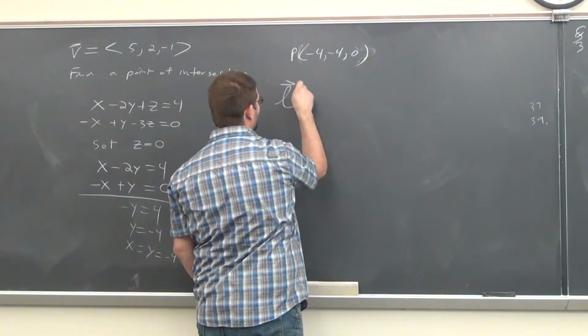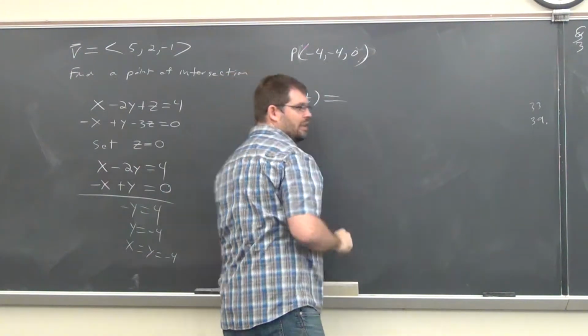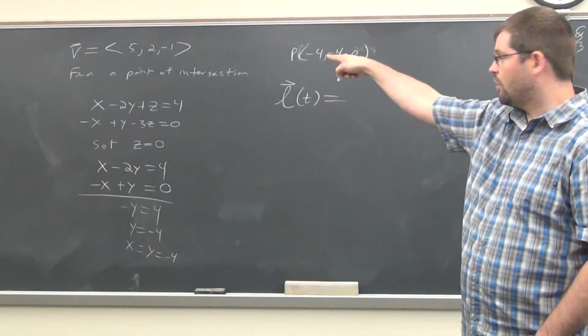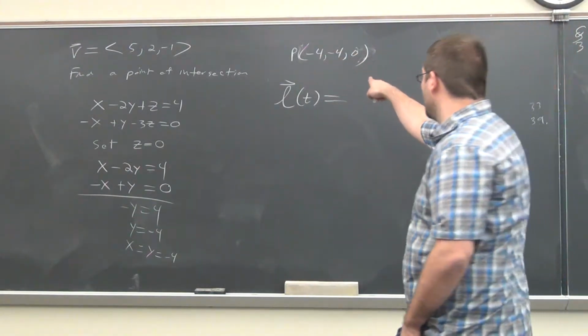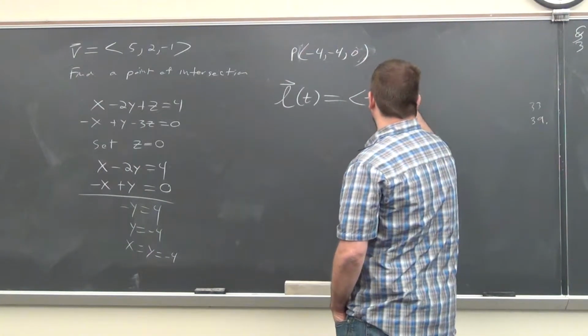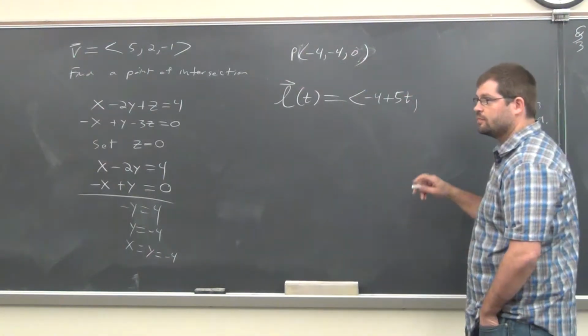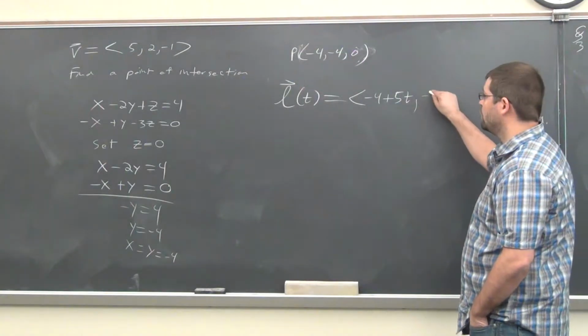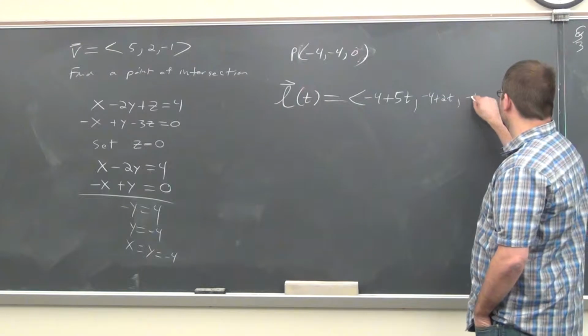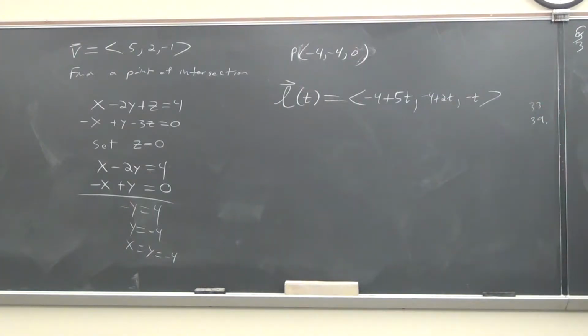So the line of intersection is the point plus a times t. Our vector is 5, 2, negative 1, and here's our point. So it's negative 4 plus 5t, negative 4 plus 2t, and then 0 plus negative 1 times t, so negative t.